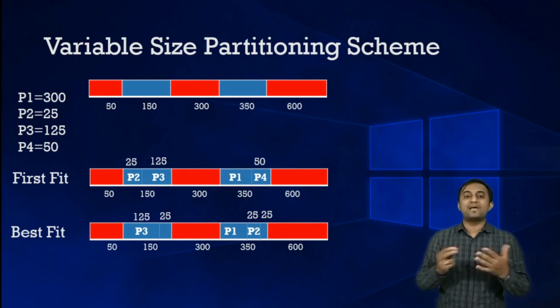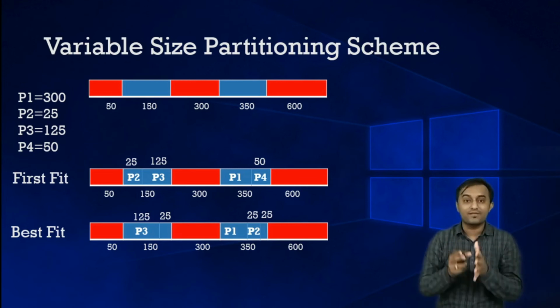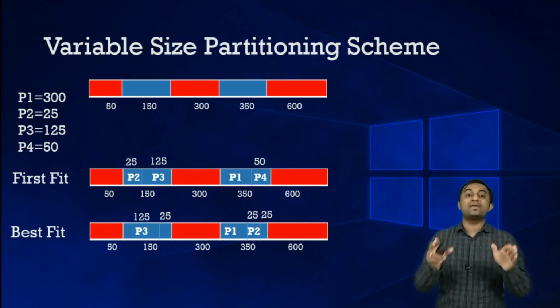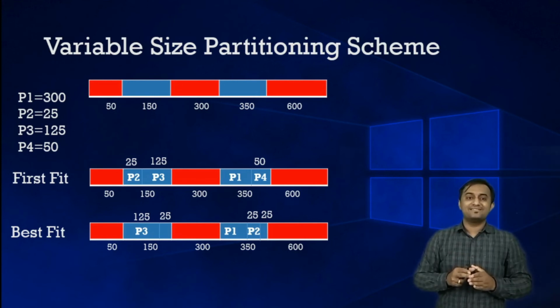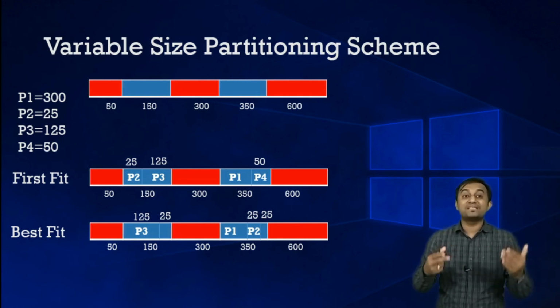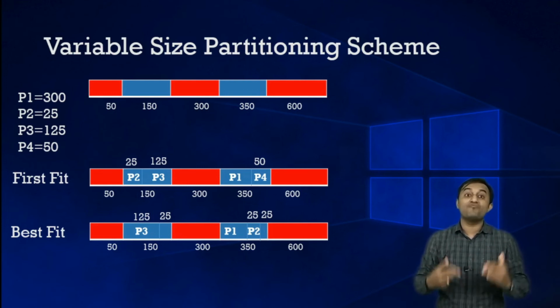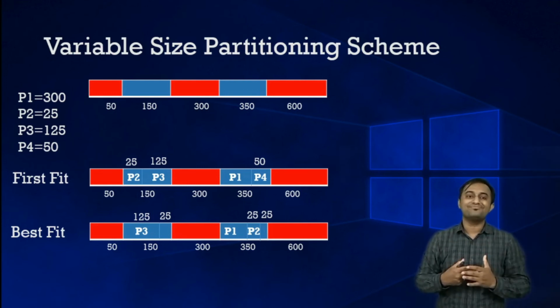This 50 KB of size is not available contiguously; it is available in scattered fashion, not in contiguous fashion. That is the reason why the P4 request cannot be satisfied in this case. Yes, the name implies worst fit, and worst fit should work best, but in this case it performed worst. Why? Because of its nature, because we are using this algorithm in a variable size partitioning scheme. So you need to keep this in your mind.